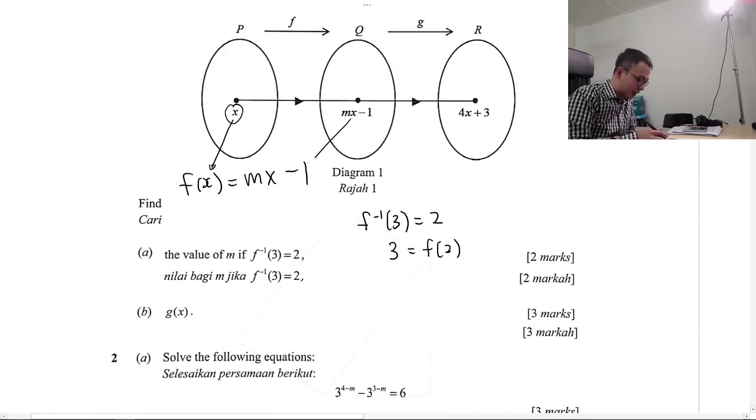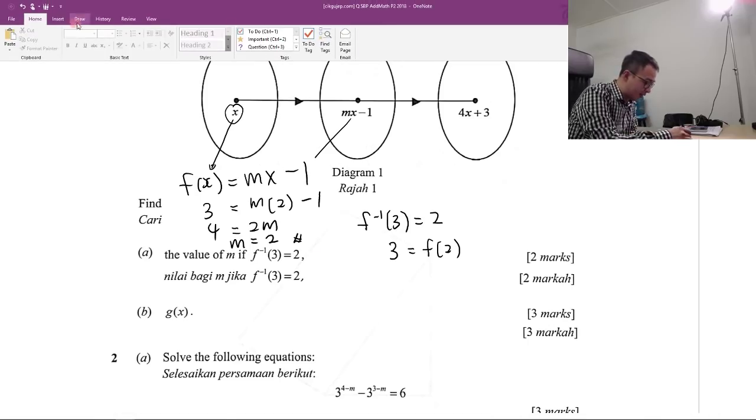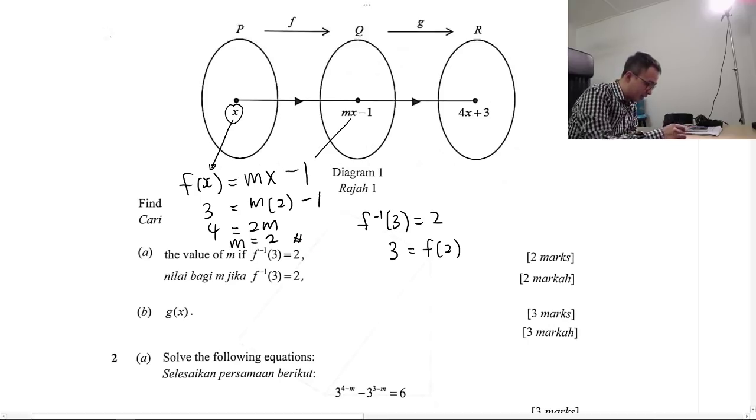I can just substitute my value into there, right? So that means f(x) will equal 3 if I substitute the 2 into my x. So over here I have 2m minus 1 equals 3, so 2m equals 4, then m equals 2. It's actually quite easy if you understand it. Let me change to another color. So the first one, m equals 2.